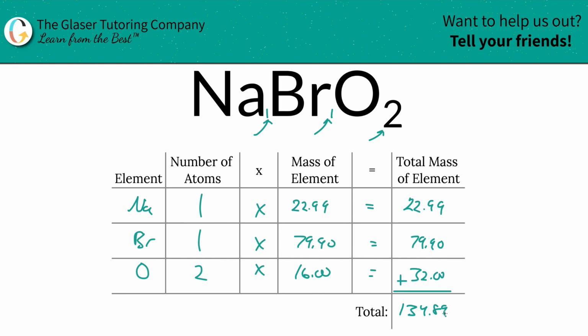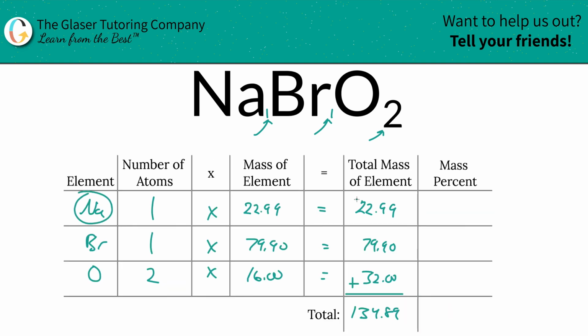Watch how easy this is. Bam. So to find the mass percent of, let's say, sodium, I'm going to take the total mass of the sodium, so you're only looking at this column, 22.99, that's how the table helps, and then divide it by the total mass of the entire compound, 134.89. And that is a simple percent, part over whole, then multiplied by 100. The percentage here of sodium in the compound is going to be 17.04 percent.